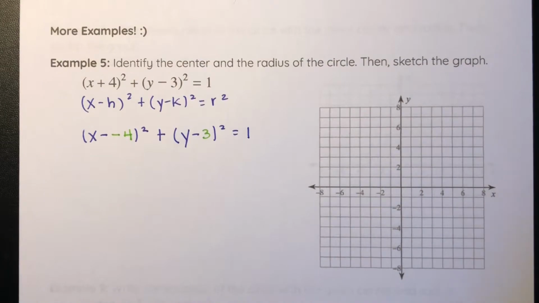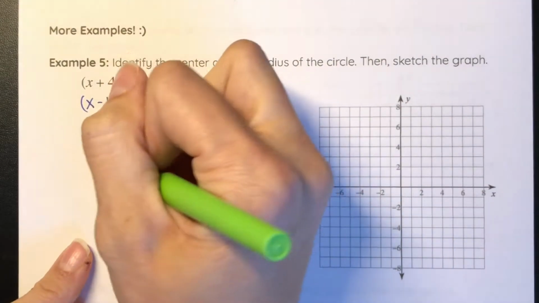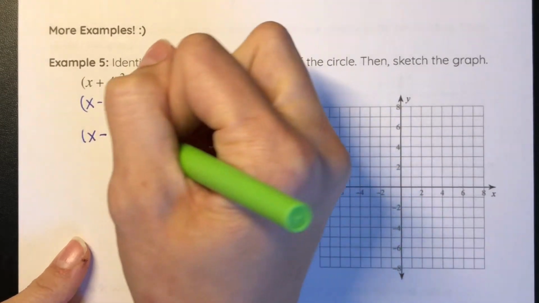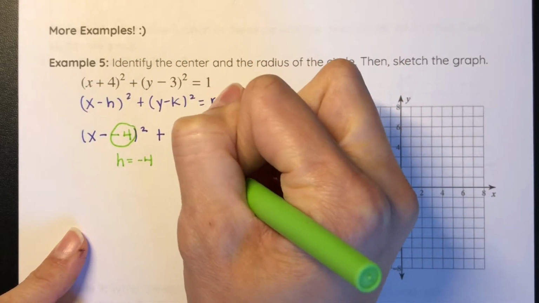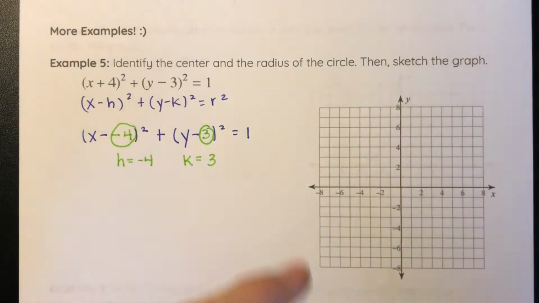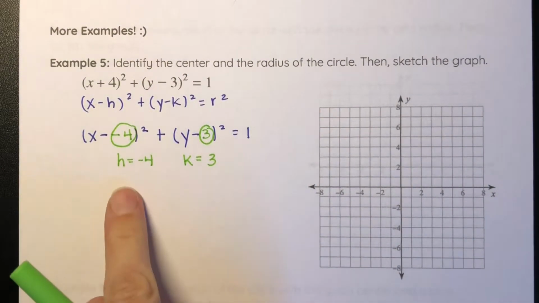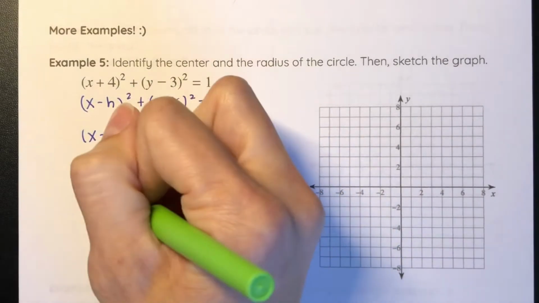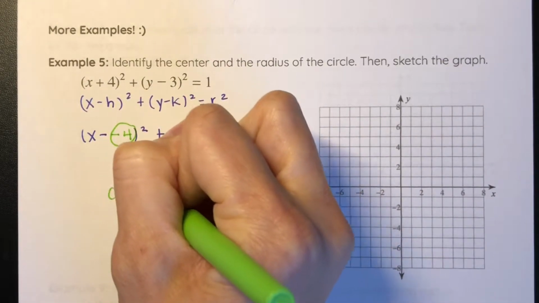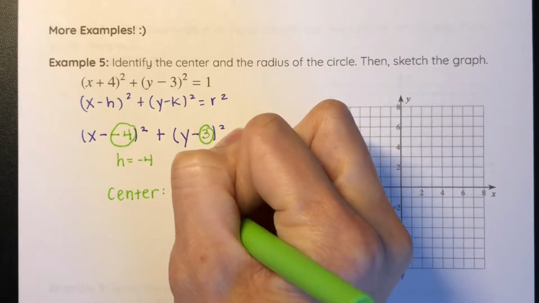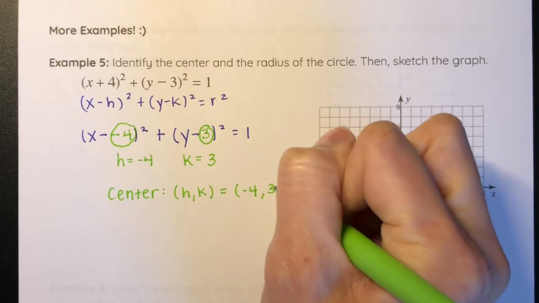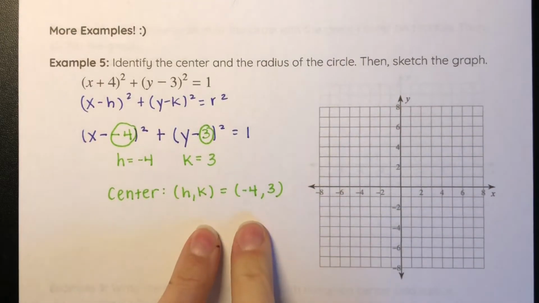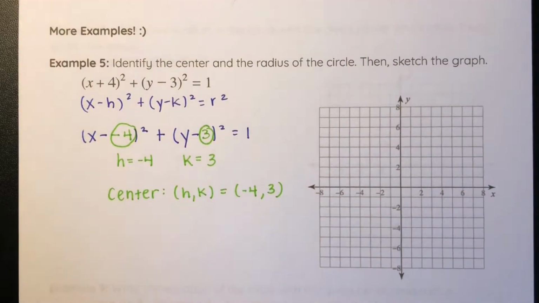All right, so from here I can see that h is going to be negative 4, k is positive 3, and then if I want to show some work, I can find my radius. Before I do that, I'm going to go ahead and write this as my center. So remember, center is h comma k, and that equals negative 4 comma 3. All right, and I got those from right there.